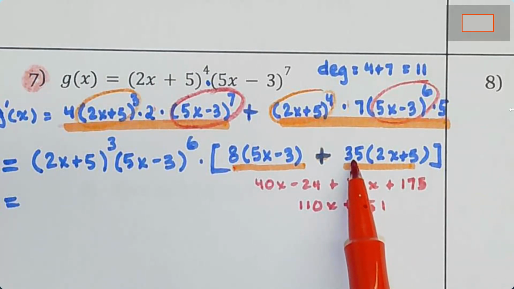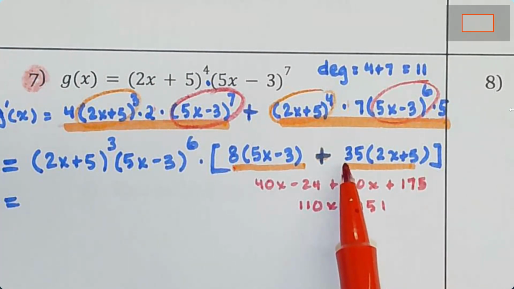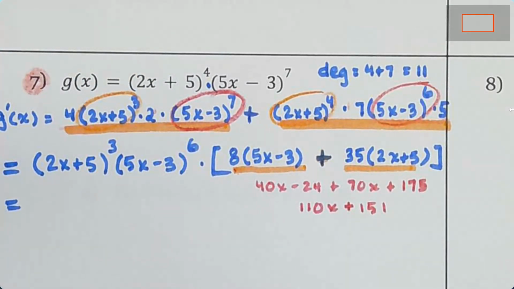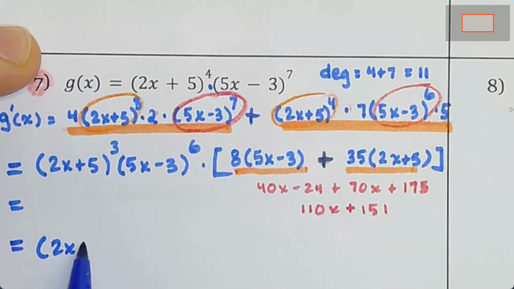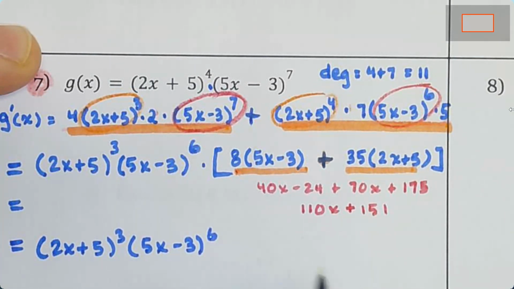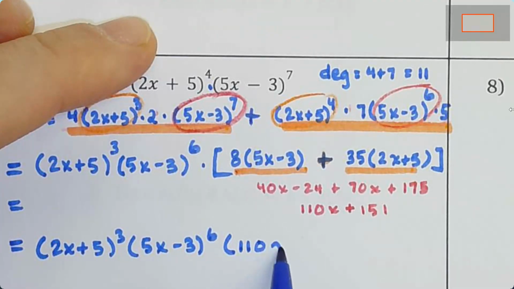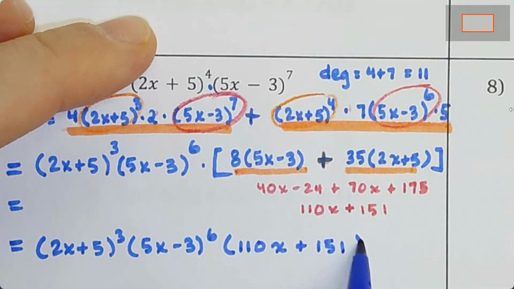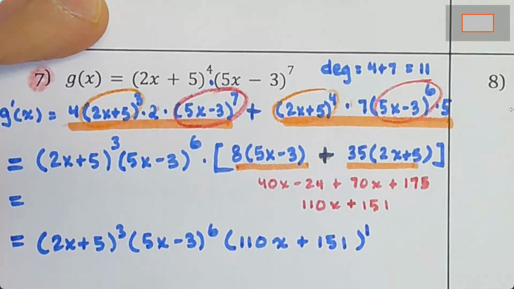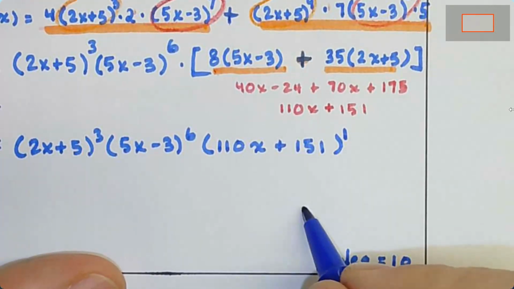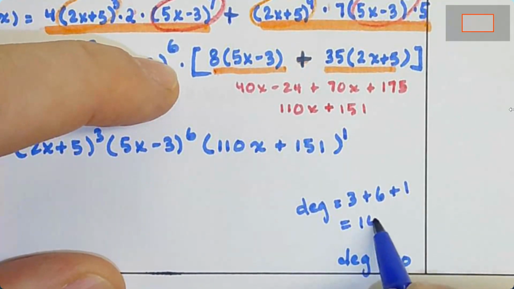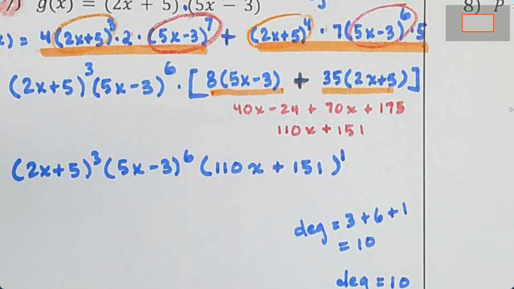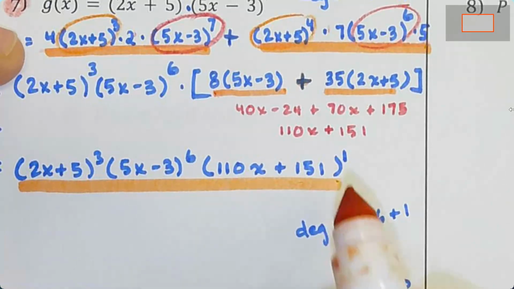Hang on. Times 4 is going to be 140. Oh, this is, no, okay. All right, we're going to go with that. So this is 2x plus 5 to the third, 5x minus 3 to the sixth, and then 110x plus 151. And I'd like to note that the degree right here is 1. That means that our degree is going to end up being 3 plus 6 plus 1, which is 10, which is exactly what we predicted. Woohoo! So there is your answer.